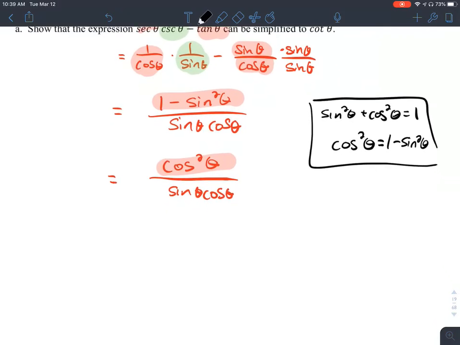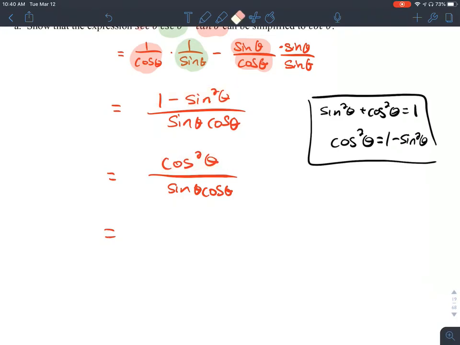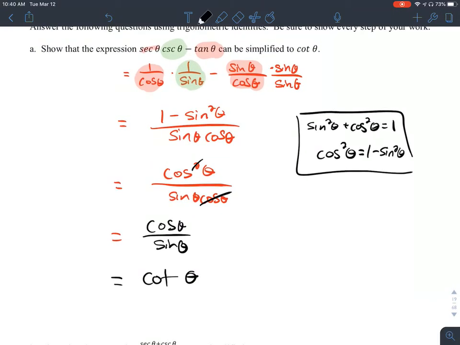with cosine squared. Now this fraction that I have, I can reduce it because I can divide both the numerator and denominator by cosine. That leaves me with cosine of theta over sine of theta. That's a trig identity. That's equal to cotangent of theta. Part A said to show that it can be simplified to cotangent of theta. We've just done that. This thing I had written over here on the side is the side work. Side work isn't always optional, but that specific side work is, because we use that all the time.